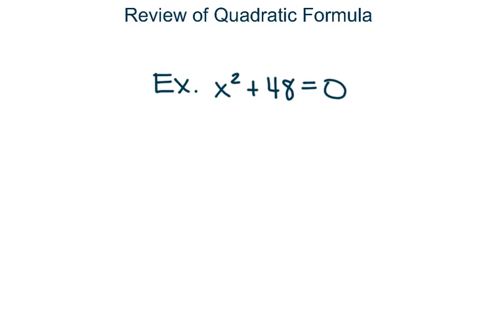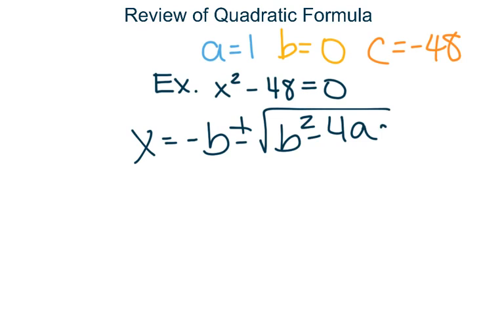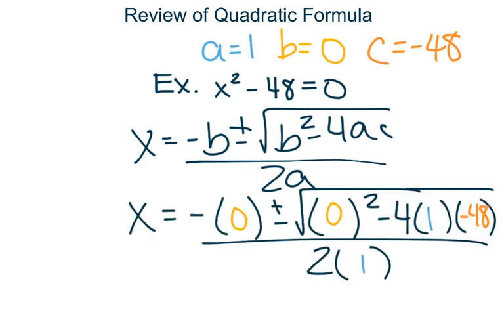Alright, and now let's do the quadratic formula one more time. And I'm actually going to change this to a minus sign. Sorry about that. Alright, this one can be a little misleading just because a is the number in front of x squared, so 1. B is the number in front of x. There isn't one, so 0. And then c is the last number, the constant, negative 48. So x is equal to negative b plus and minus square root b squared minus 4ac all over 2a. Go ahead and plug them in. If you can, pause the video, try it.